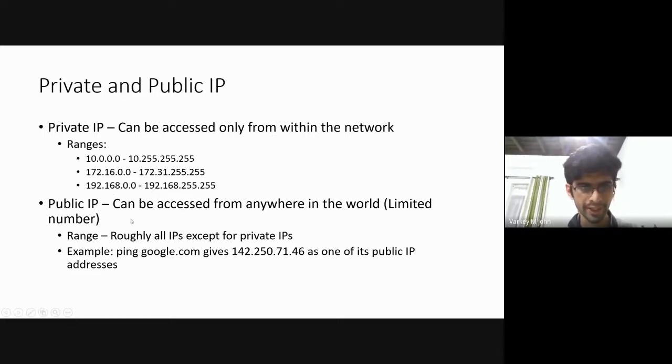And then there are public IPs, which can be accessed from anywhere in the world. That number is limited because in IPv4, a larger number of servers have come up. The range is basically almost everything except these three ranges. For example, if you ping google.com, one of the IPs it gives will be this particular IP.